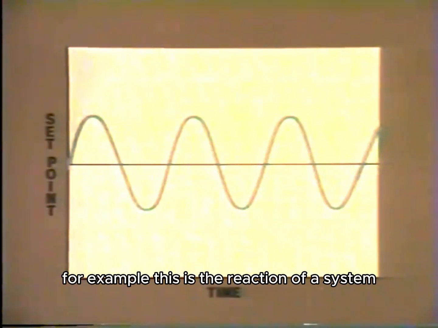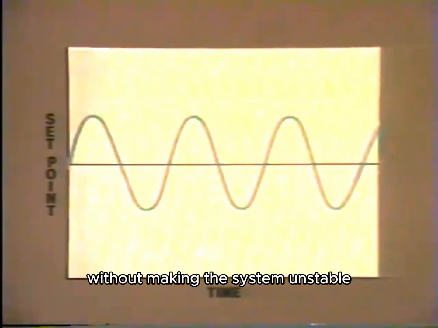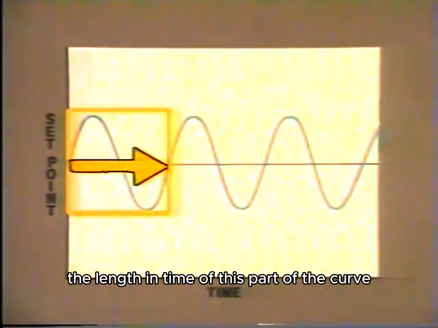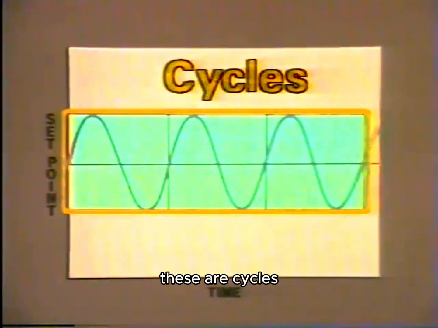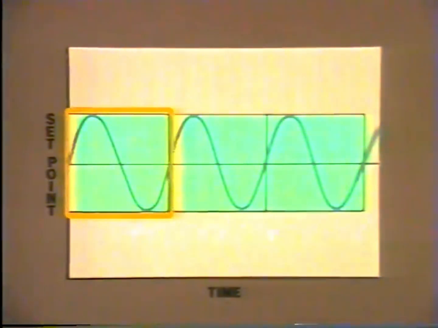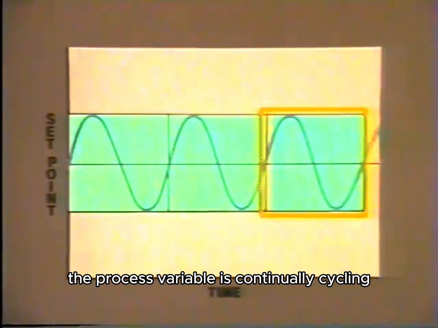For example, this is the reaction of a system where the gain is just as high as it can be without making the system unstable. The length in time of this part of the curve is called a period. These are cycles. Each cycle is one time period. And as you can see, the process variable is continually cycling.